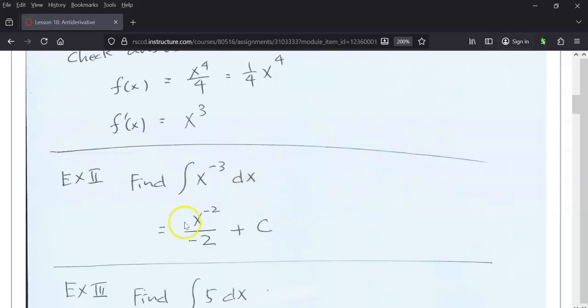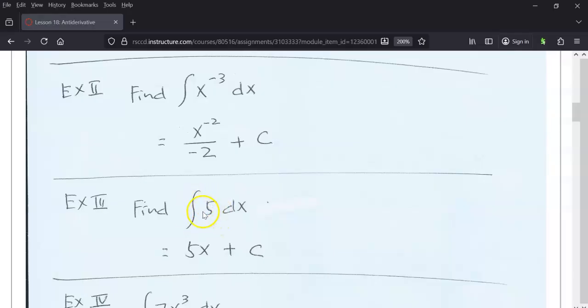All right, now that we understand how the rule works, let's go to example 2. Find the integration of x to the negative 3 power dx. So we're going to increase negative 3 by 1, so we're going to add 1. So it's x to the negative 2 power, and then divide by that power, negative 2, plus c.